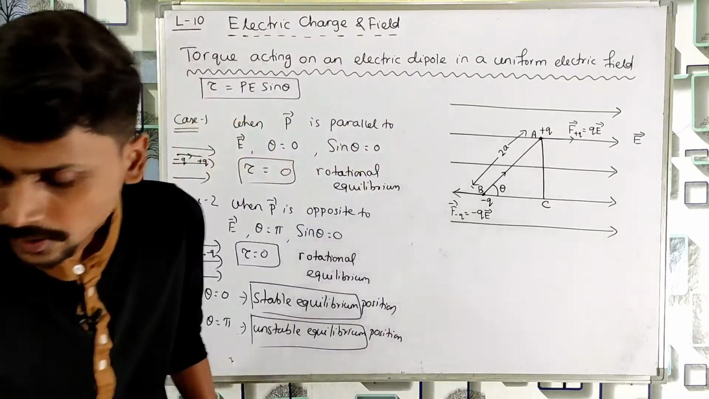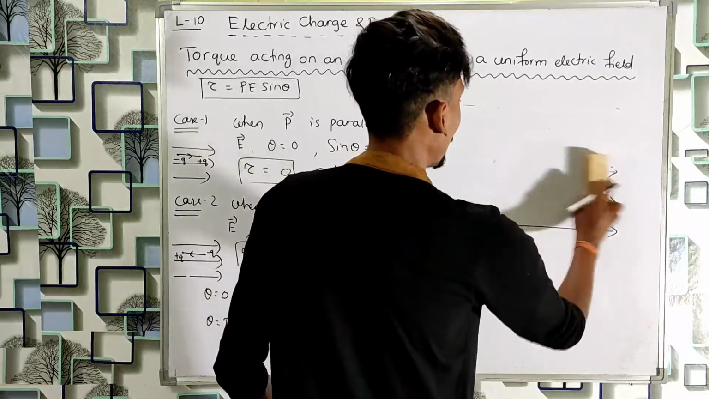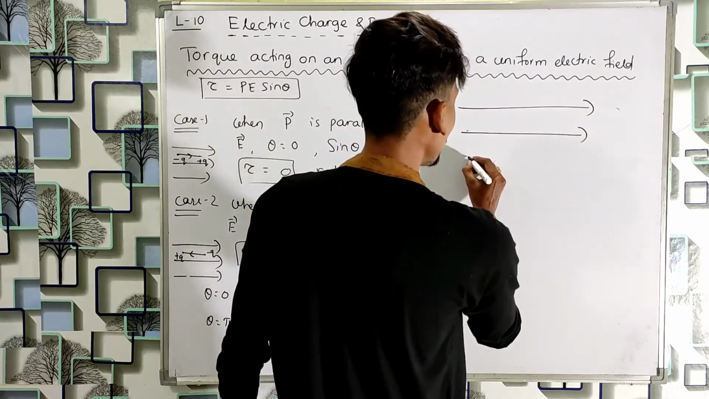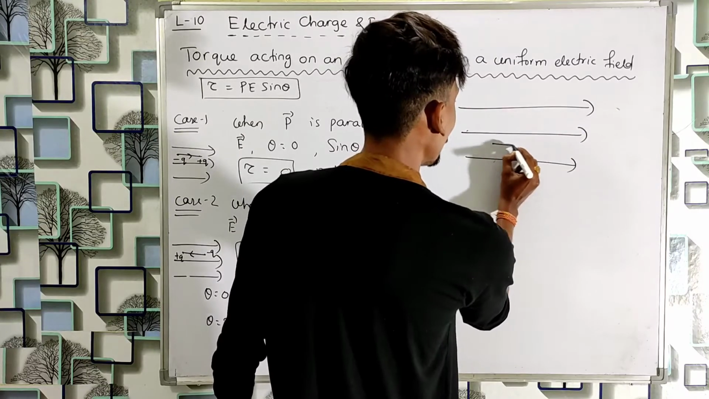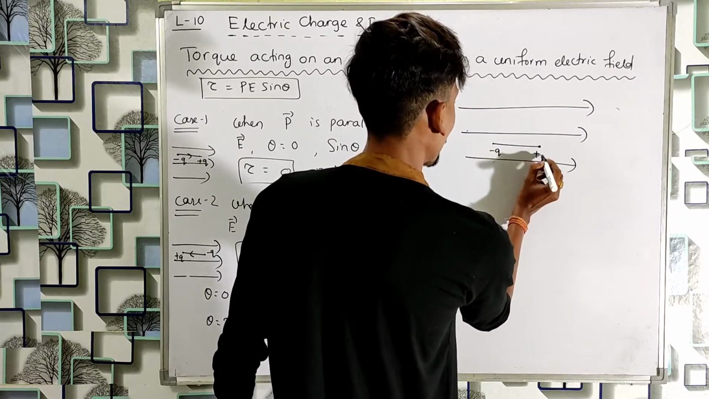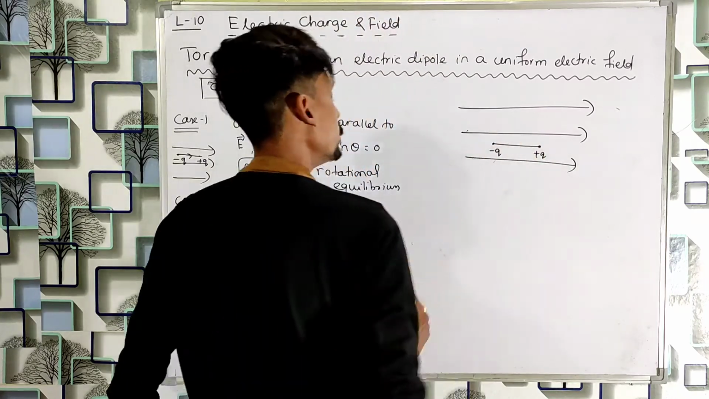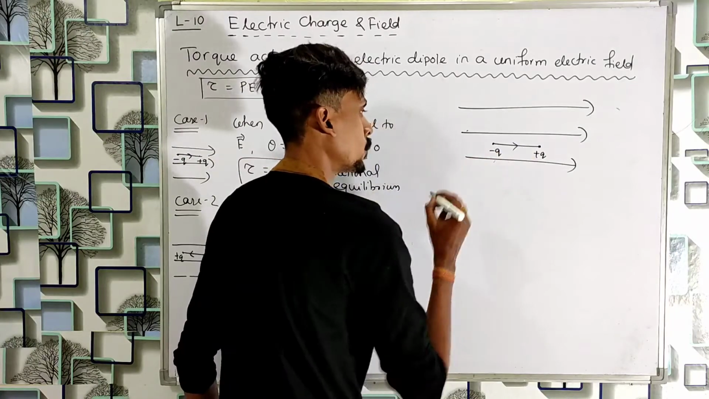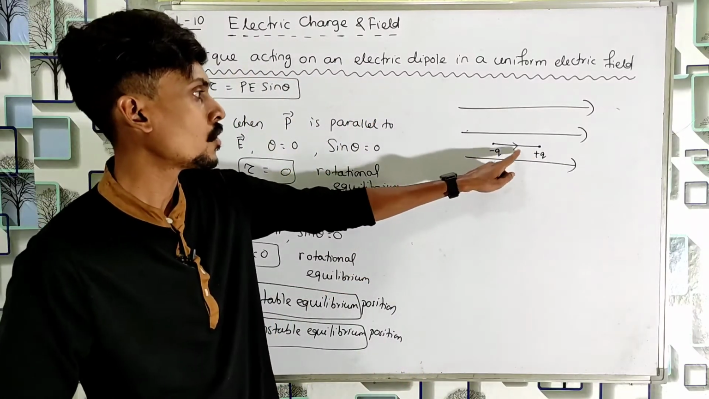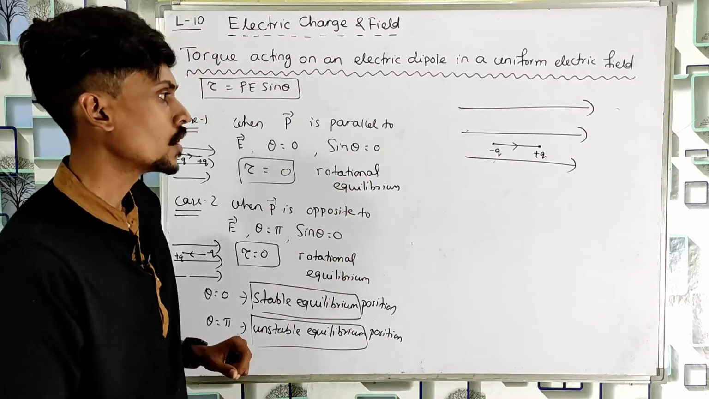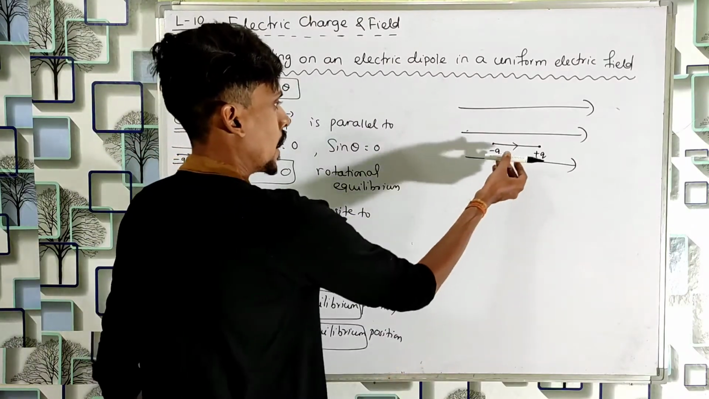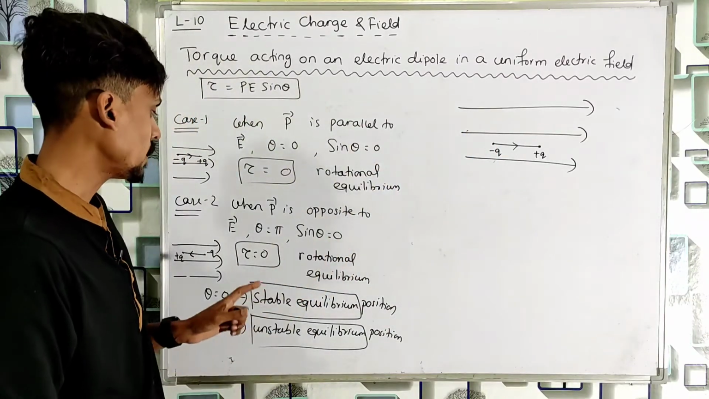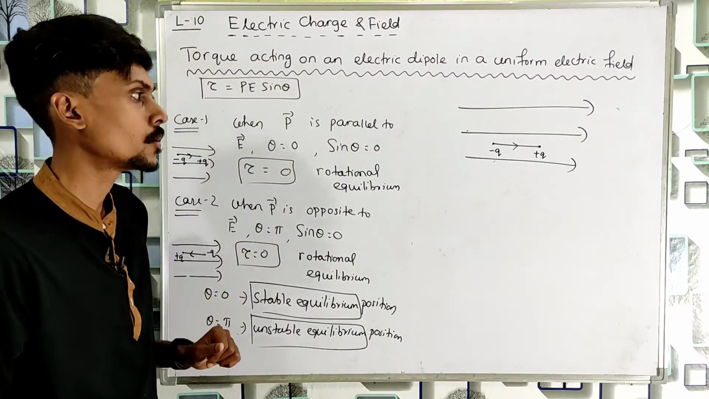So let us draw the diagram here. Suppose we have a uniform electric field, and inside the uniform electric field a dipole is placed like this, and the dipole moment is parallel to the electric field. The dipole moment is from negative to positive charge, which is along the electric field. Is that clear? Now under this position, when the dipole is oriented like this, the net torque is 0, tau is equal to 0.